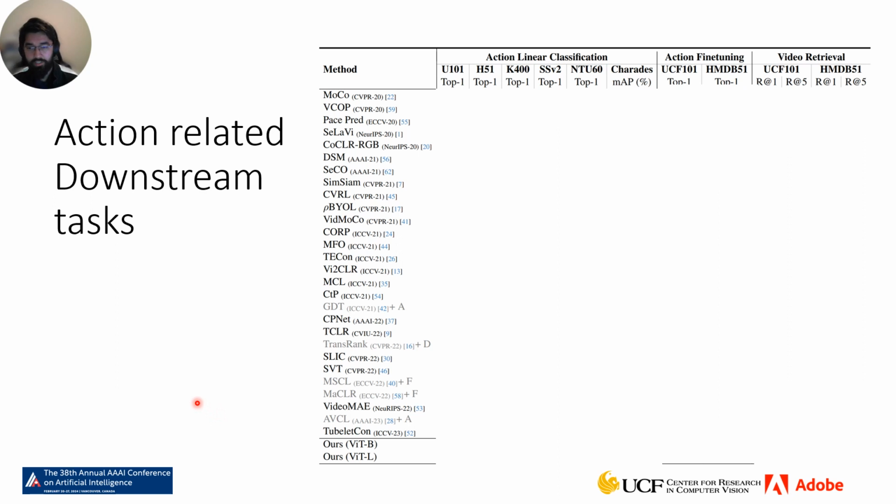After pre-training our method in a self-supervised way on a large-scale dataset, Kinetics 400, we evaluate it on action-related downstream tasks. We compare with various prior works, for example, prior work which includes temporal pretext tasks, contrastive learning-based methods, and also recent masked image modeling-based methods. And we evaluate three protocols: action linear classification, which is training a single layer on top of the frozen features; action full fine-tuning; and video-to-video retrieval from frozen features.